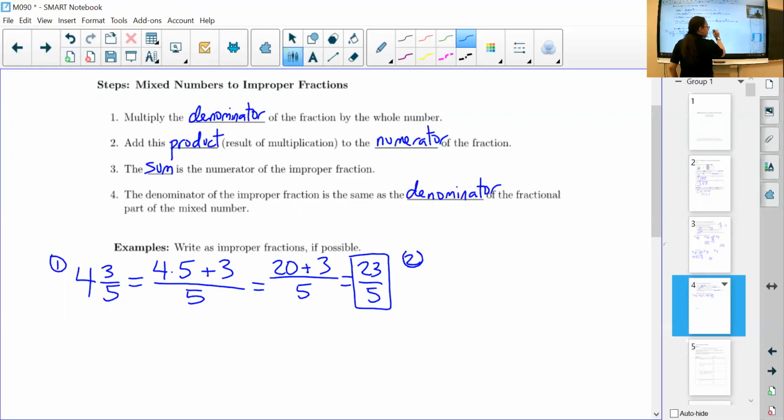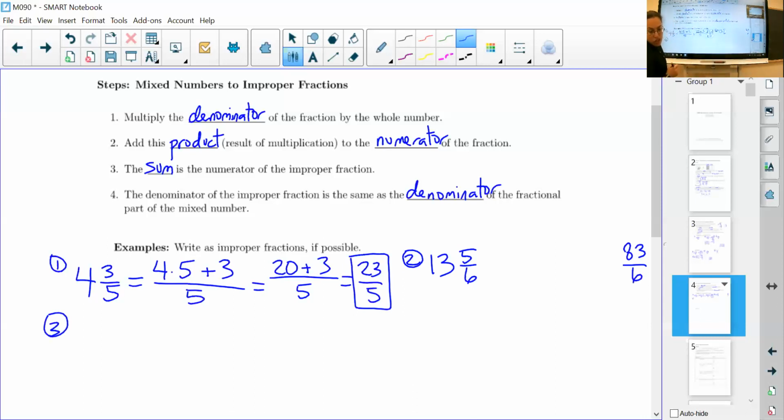Example 2. Let's take a look at 13 and 5/6. I'll start you off thinking about it. We have 13 wholes. Each of those wholes is cut into 6 equal pieces. We have 13 times 6 equal pieces, plus the 5 that we had from the partial whole. So 13 times 6 is 78, plus the 5 is 83, and the denominator stays the same. So you should end up, I'd like to see your work along here, with 83/6.